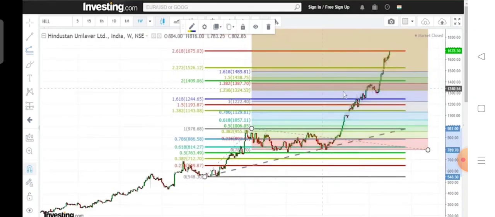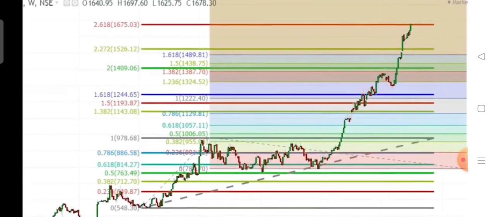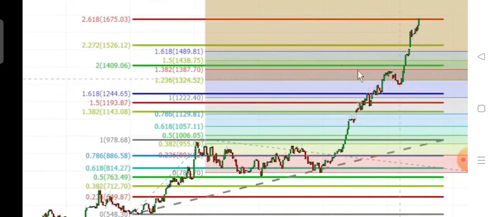As we can see this point, this region, let me select this one. So as we could see, this region, which acted as a resistance initially, could have acted based on both the projection here and the extension here. So this was an important level.